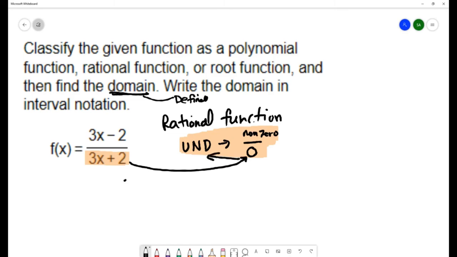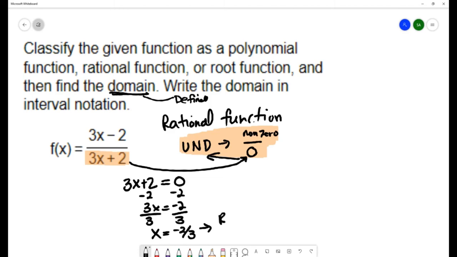So let's take 3x plus 2, set that equal to 0, and solve. I'm going to subtract 2. That gives 3x equals negative 2. Divide by 3, and we get this solution of negative 2/3. So this is our restricted value.